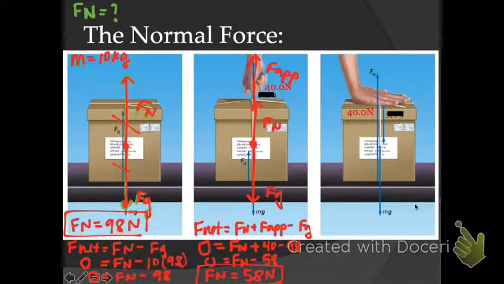All right, in the last one here, we're pushing downward on our object with a force of 40 newtons. So I'm going to redraw the picture here. Fg is pushing downward. F applied is going downward, and the normal force is upward.